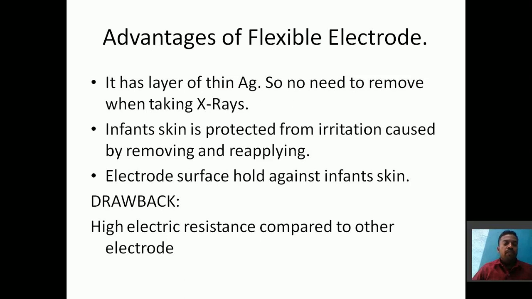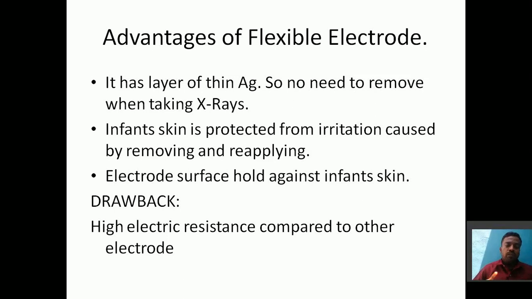The electrode surface is held against the infant skin in any angle or any shape. So an irregular shape can easily be covered by this flexible electrode.